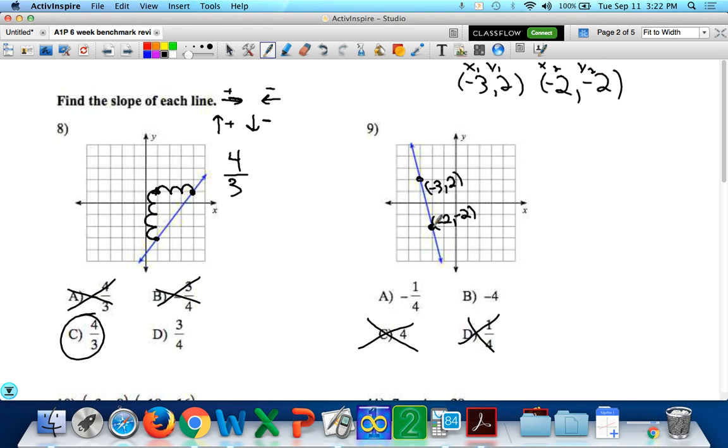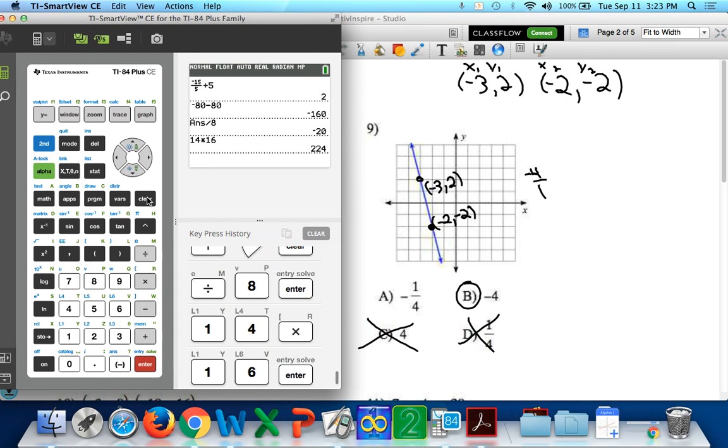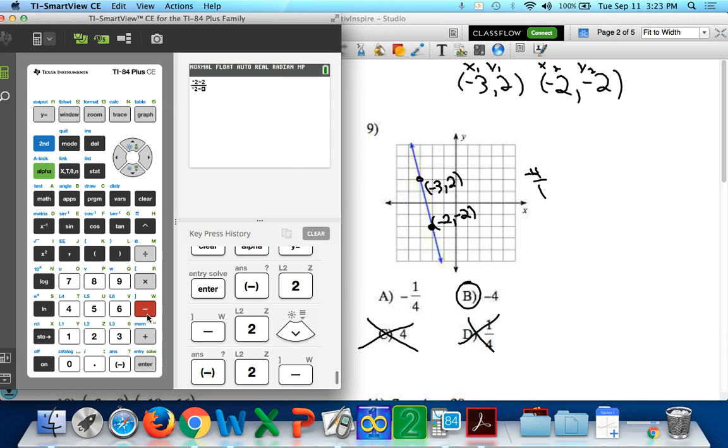I would just count. From here to here, I go down 1, 2, 3, 4. I go down 4. I go right 1, so I'm thinking it's negative 4 over 1, which is this. But if we want to do it with the equation, we can. You break out your calculator, and you make a big fraction bar. Y2 is negative 2 minus y1, which is 2, over x2, which is negative 2, minus x1, which is negative 3. Don't sit there and say, oh, there's already a minus sign there, I don't need mine. You still need yours. We get that our answer is indeed negative 4.